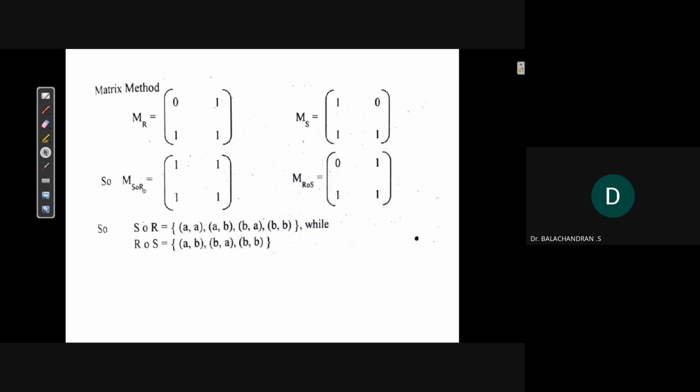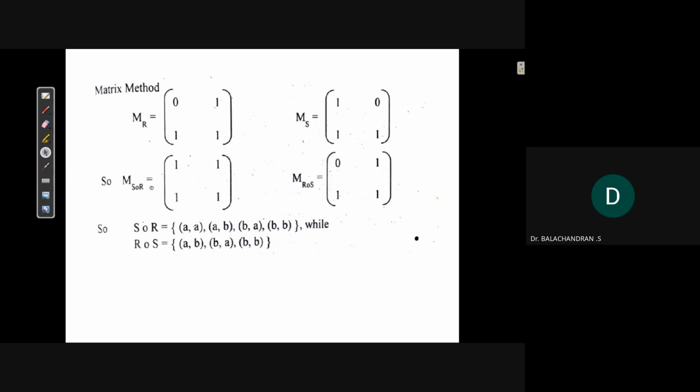So M of S composition R, as per Venkatraman's book, first you should write MR, and then composition MS. If you multiply MR and MS, you will get this matrix. In M of R composition S, first you should write MS and then composition MR. First MS and then MR. If you multiply these two matrices, you will get this answer.